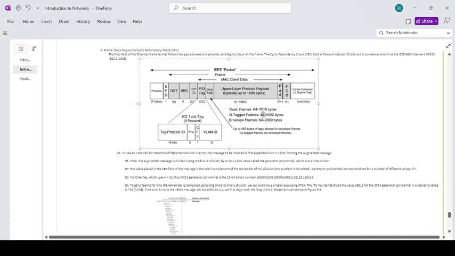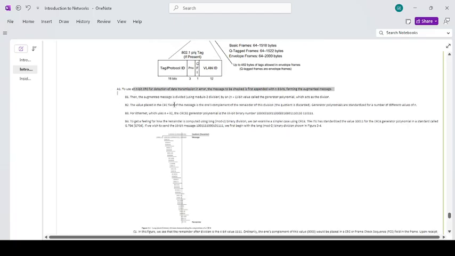Basic frame: 64 to 1518 bytes. QTAG frames you have 64 to 1522. Envelope frames, that's 64 to 2000 bytes. So in other tags we have up to 48 bytes of tag allowed in an envelope frame. QTAG frames are envelope frames.